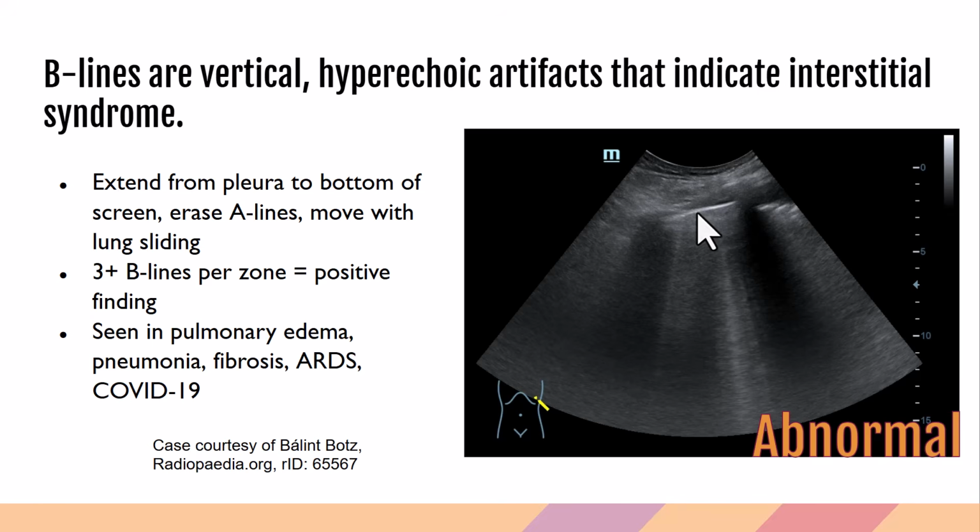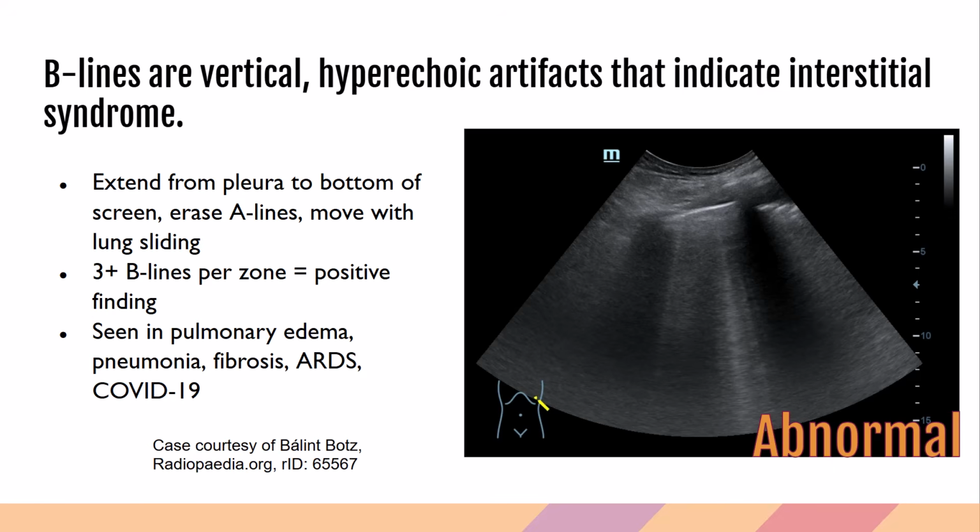So here is a rib and here's another rib. You can see usually when we're in that longitudinal view, we are overlapping at least two ribs. And then we look for the pleura, and we can see that here, that pleural line. But instead of seeing A lines, those air artifacts reverberating down, what we're seeing instead are B lines. And B lines are going to be these vertical echogenic lines extending from the pleura.